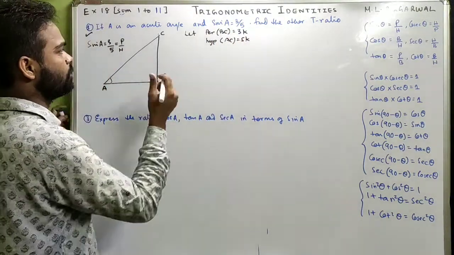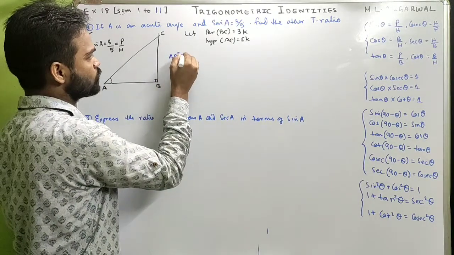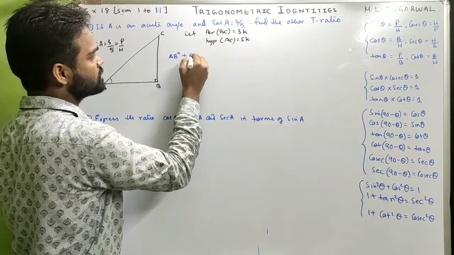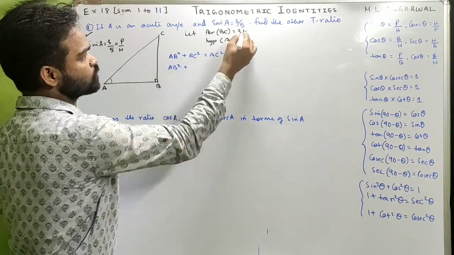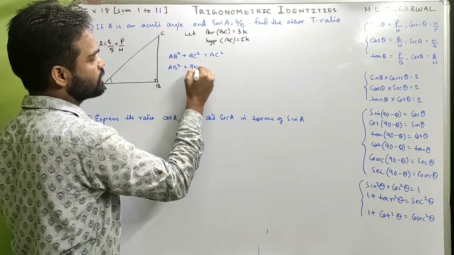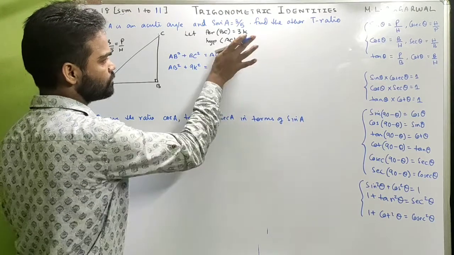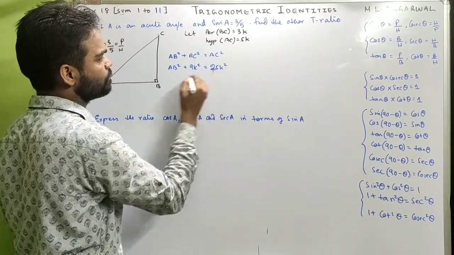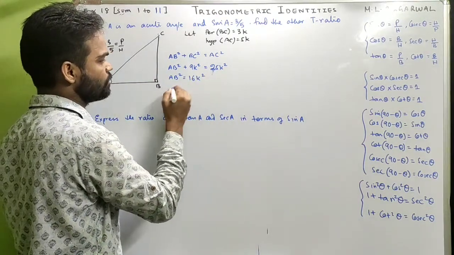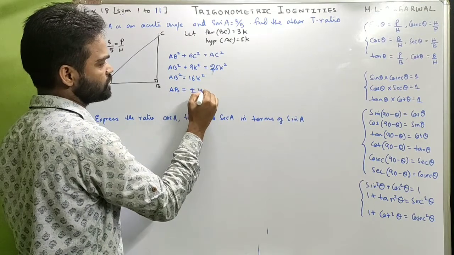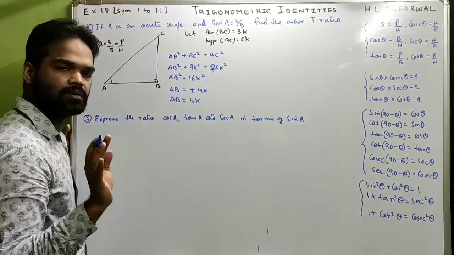Now, by Pythagoras theorem, we'll find the base AB. Look over here. AB square plus BC square is equal to AC square, which means AB square plus 3k square, that is 9k square, is equal to AC square, which is 5k square, that is 25k square. So AB square is 25 minus 9, that's 16k square. So AB will be plus minus 4k. AB will be positive because it's the side of a triangle.